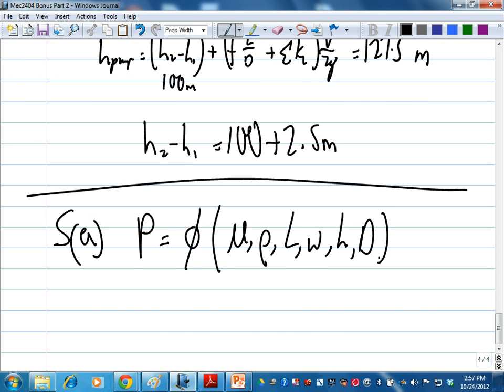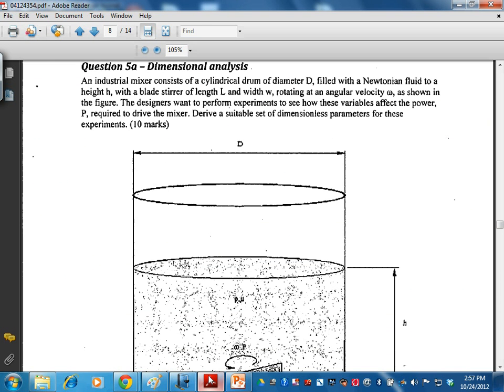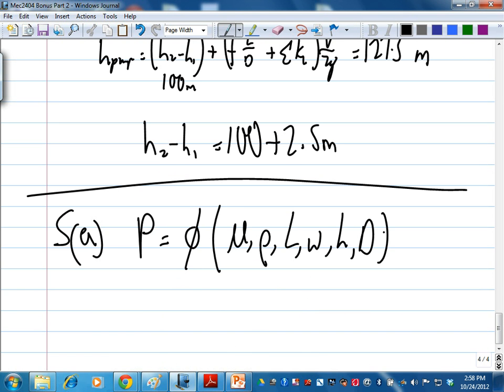Is the weight of the blade stirrer also given? With the blade stirrer of length L and width W. Okay.